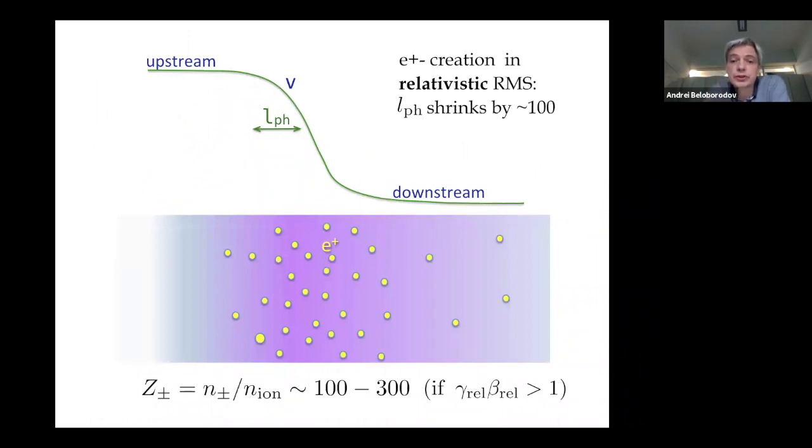So in this simulation that I mentioned, the number of photons per baryon was 10^5, so the preloading factor was actually 100. And then you can see that the photon free path shrinks by a factor of 100, and the shock becomes much thinner because of that.